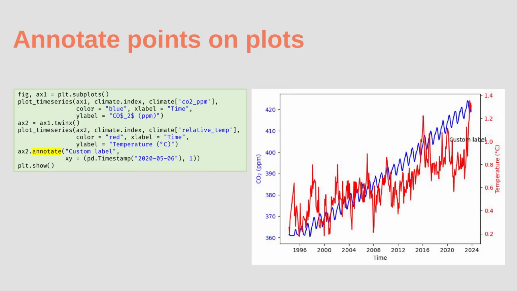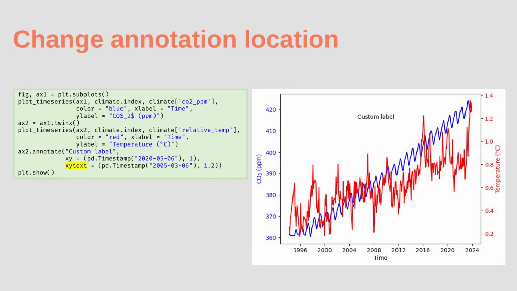So we'll try moving the annotation to a better spot. The annotate method has an optional xytext argument, which lets us choose where the annotation text appears on the plot. After trying out a few positions, I found that placing the text at the x value of March 6, 2005 and a y value of 1.2 degrees works well. However, there's a problem. It is not obvious which data point the annotation refers to. To fix this, let's add an arrow that points from the text to the actual data point.